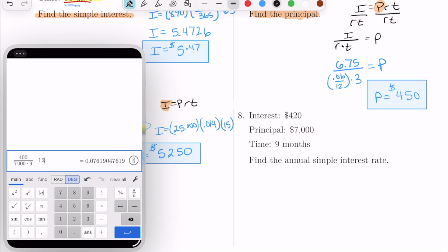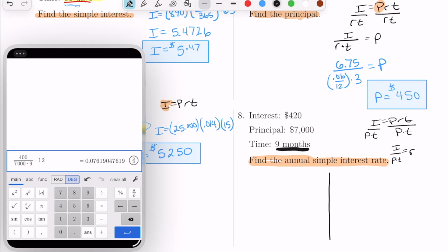Our next problem here, when you look at this, you can see that we do have a time in months, and it does say to find the annual simple interest rate. That means we're solving for R. So when I take I equals PRT and I want to solve for the R, I've got to divide both sides by PT. That's going to get me R is equal to I over P times T. So that's easy enough. We can start substituting our numbers in.